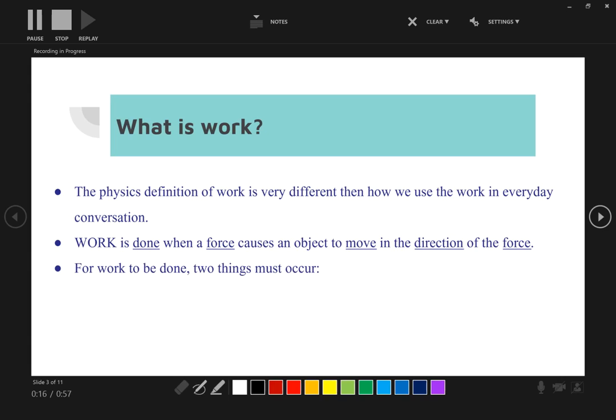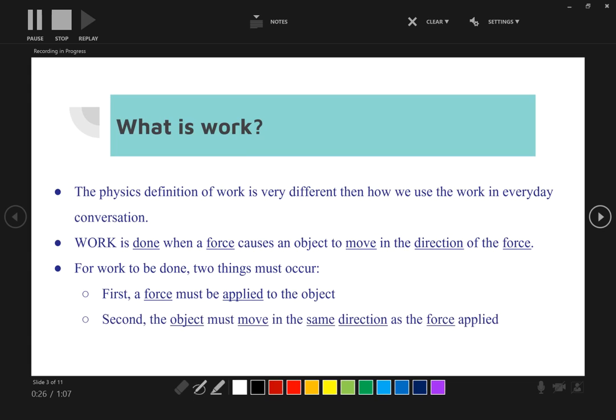So for work to be done, two things must occur. First, a force must be applied to an object. Remember that a force applied is a push or a pull. Second, the object must move in the same direction as the force applied. If there is no motion, there is no work.